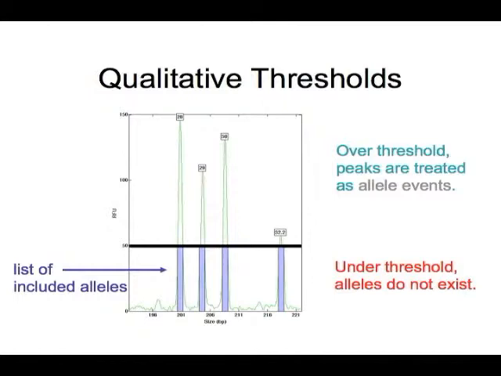And then the data are reduced to all or none events. Either it's there or it's not there. And you end up with a list of the included alleles with the quantitative information stripped away. This is in many interpretation methods. There are some human methods that do use peak height data. But the concept is either the alleles are there or not.